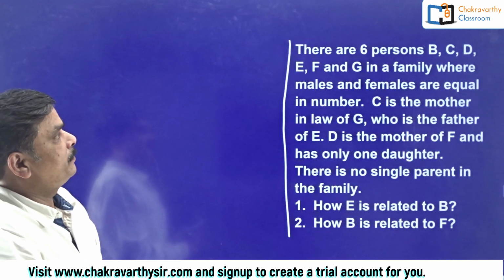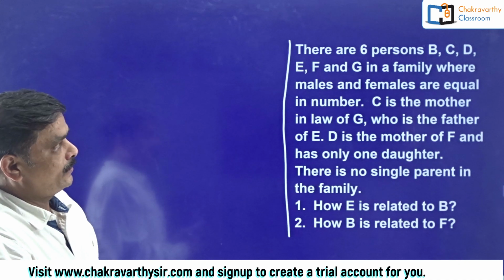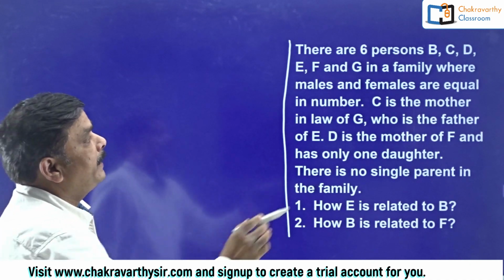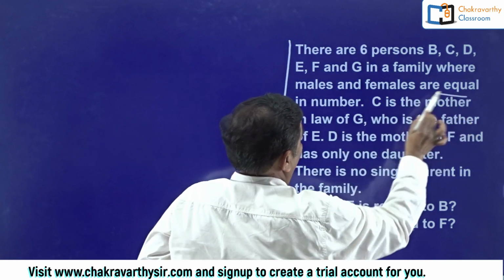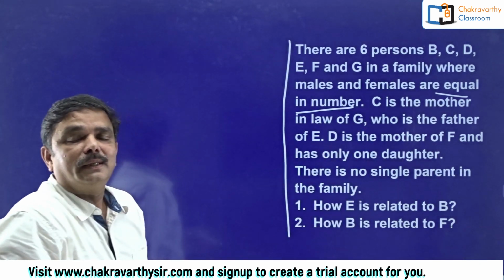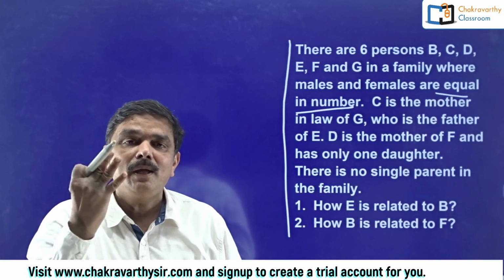There are 6 persons B, C, D, E, F and G in a family where males and females are equal in number. What do you mean by this one? Out of 6, 3 must be male and 3 must be female.